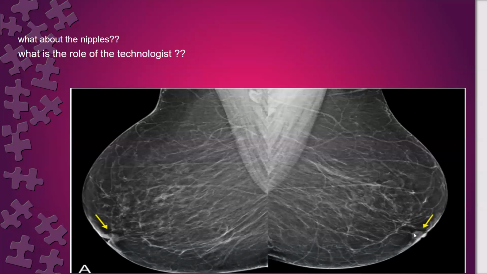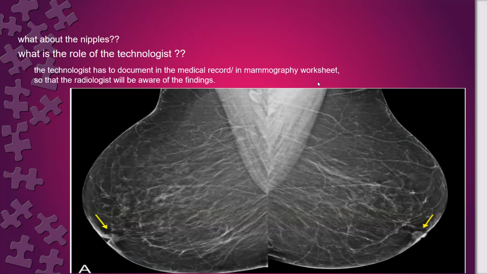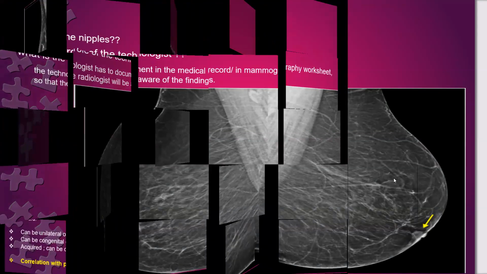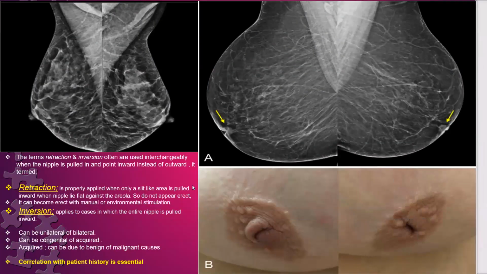Retracted. These are retracted. The technologist has to comment on the mammography sheets. They have to write it for you. Both nipples are seen flattened or retracted, like this. Look, this is the same patient. The same patient. Is it clear now? Yes, both sides slit-like, and this type they call retraction.